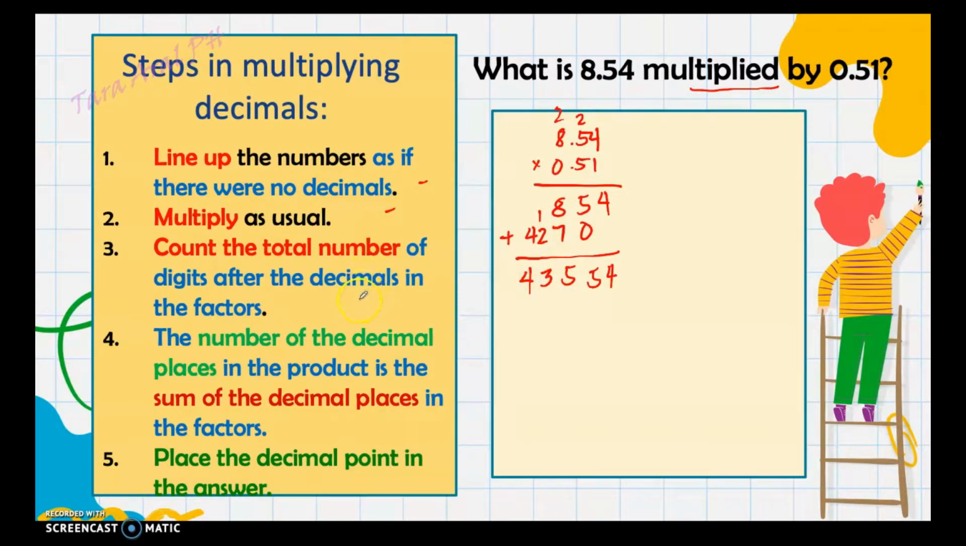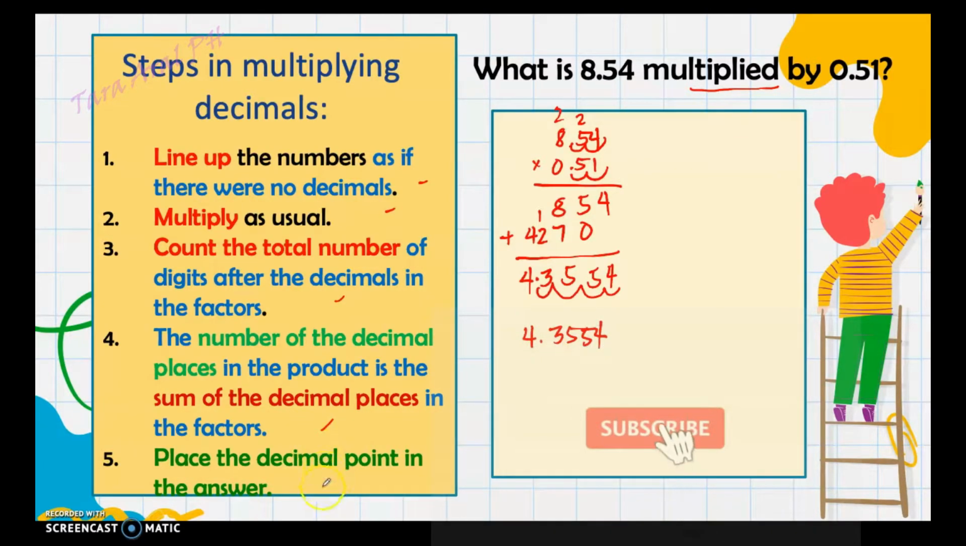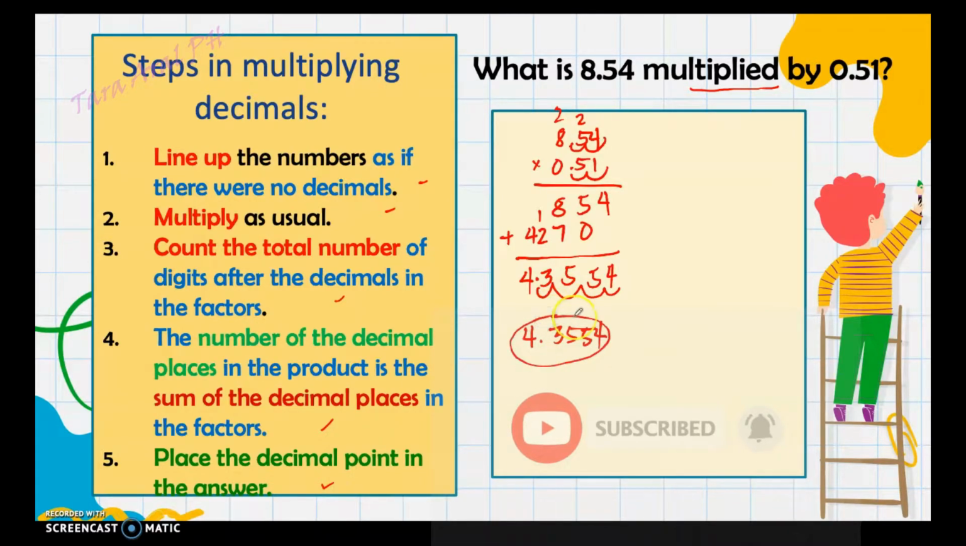Next step is count the total number of digits after the decimals in the factors. Okay, so we count the decimal places in the factors. We have 1, 2, then here's the decimal point, 3, 4. Then, the number of the decimal places in the product is the sum of the decimal places in the factors. So we have counted 4 decimal places. Then from here at the end, we may count 4 decimal places as well. So 1, 2, 3, 4. And our decimal point is between 4 and 3. So our answer is 4.3554. And place the decimal point in the answer. So this is our answer.